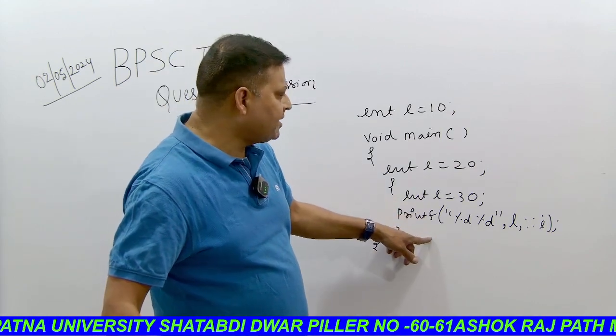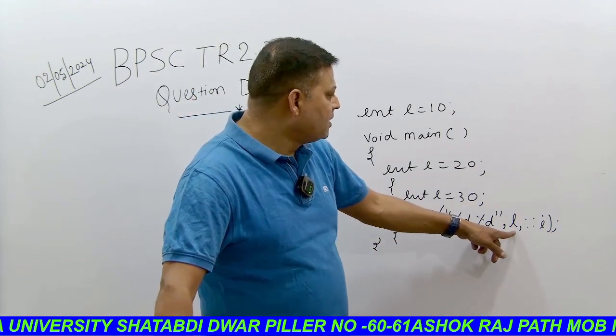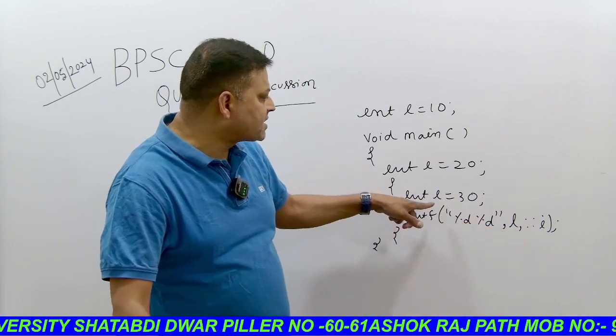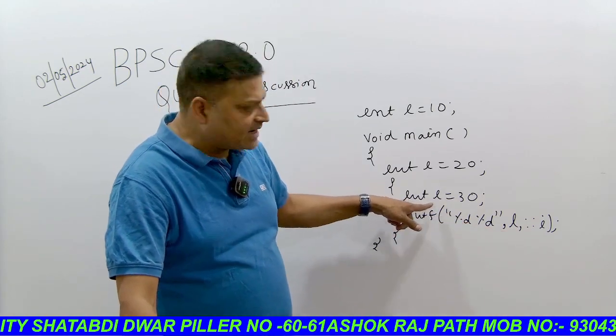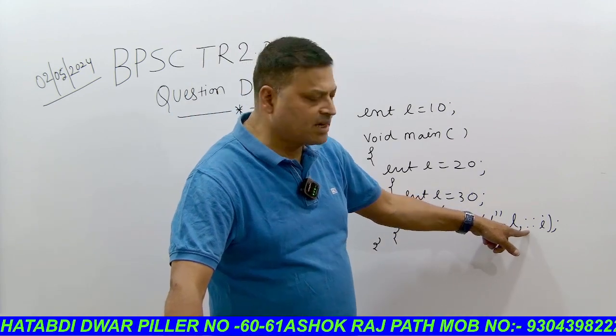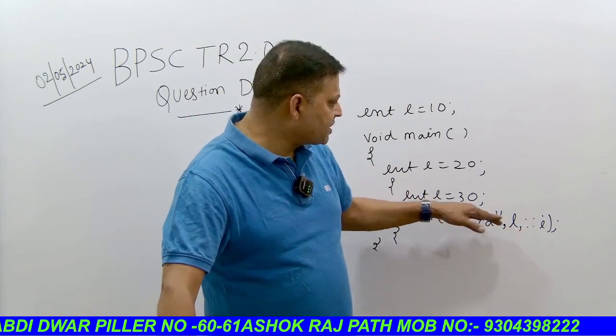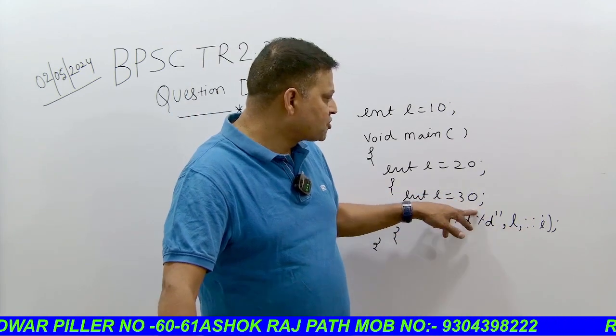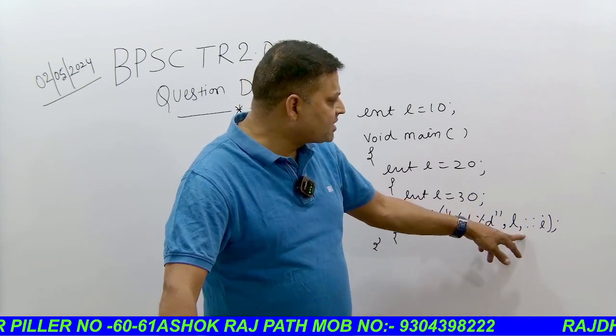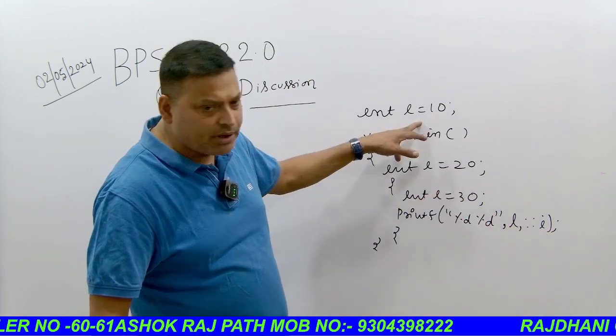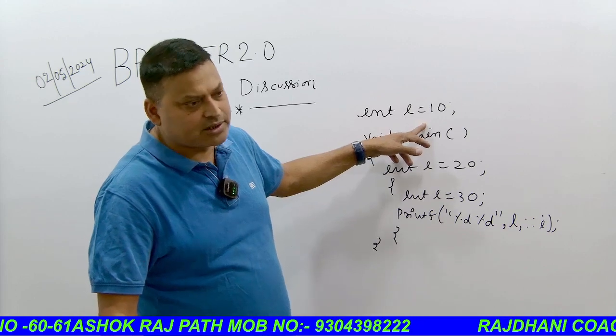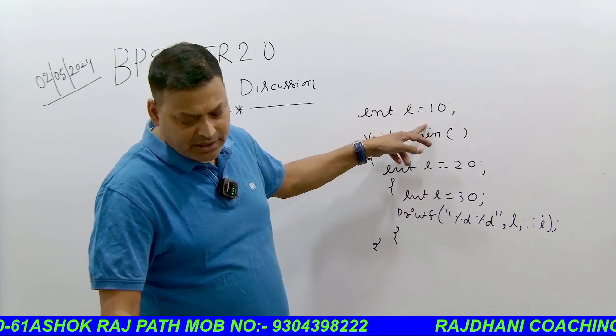As you can see, here we have the i. This i will give this particular value because we don't have any scope resolution operator. So this is the local one, and 30 will be there. Now this one is the global, outside, so 10 will be considered here. So the correct option should be 30, 10.